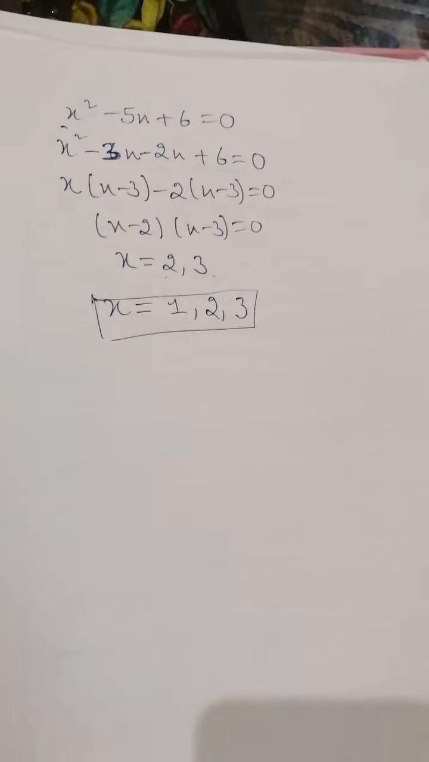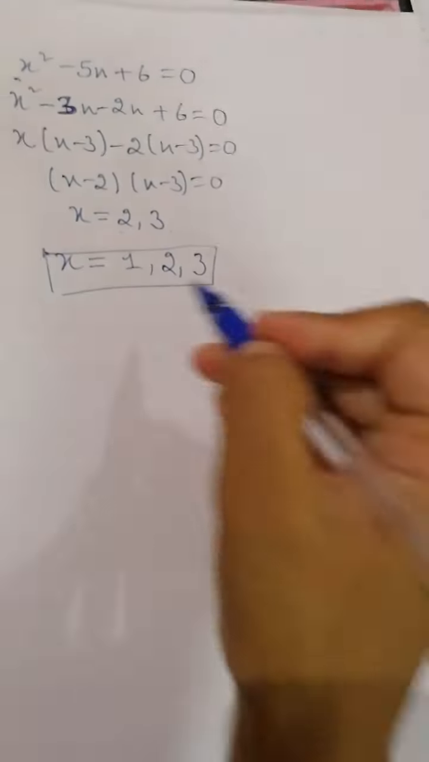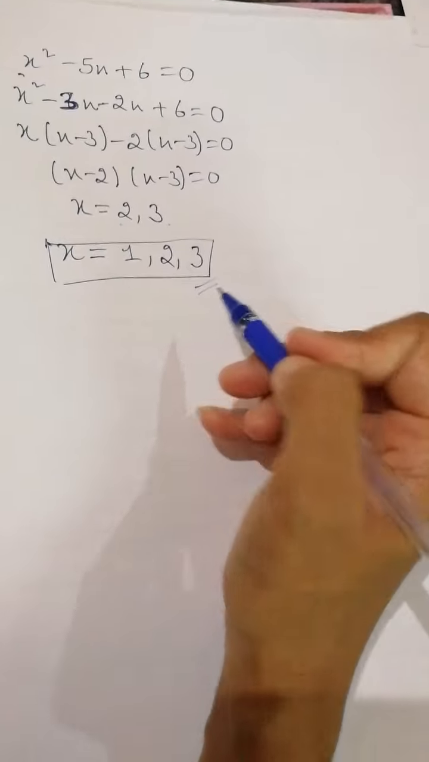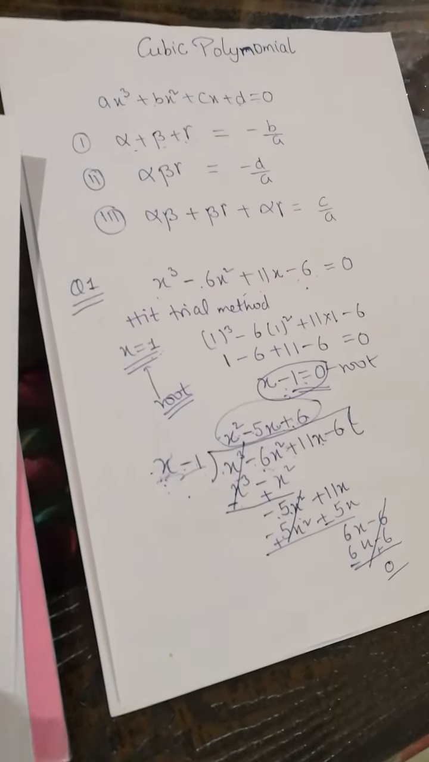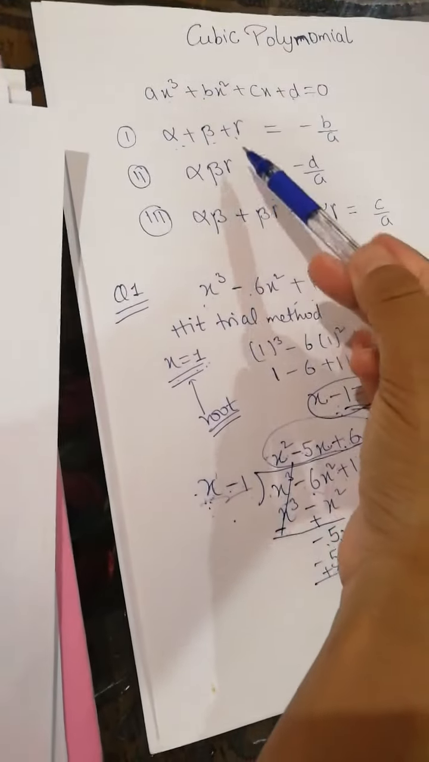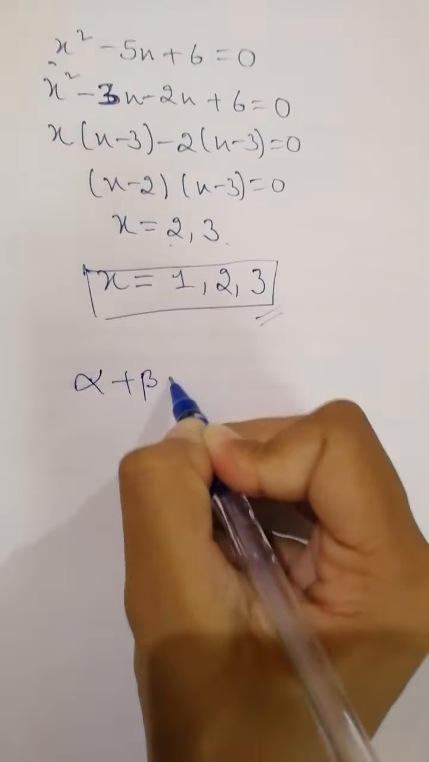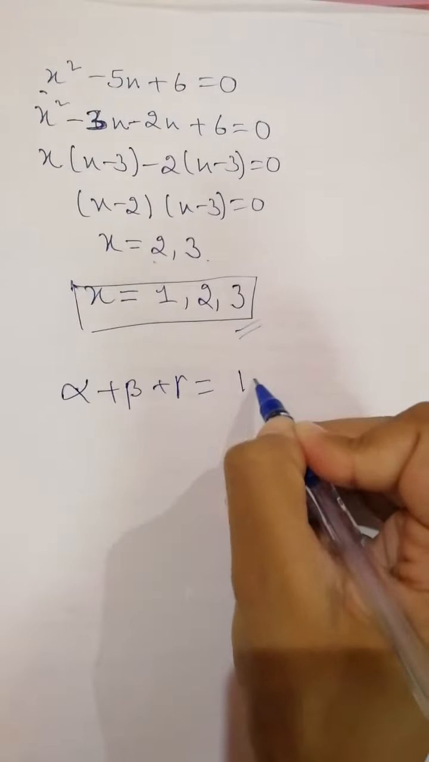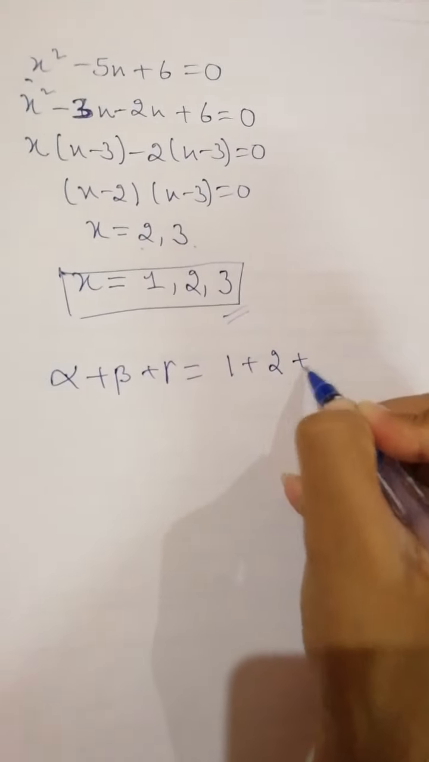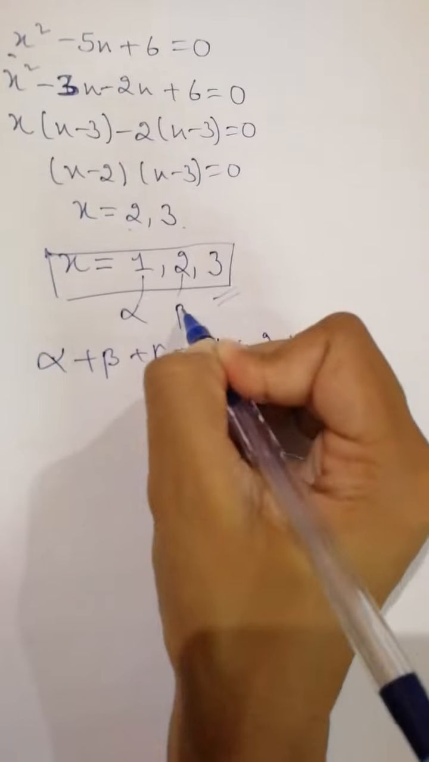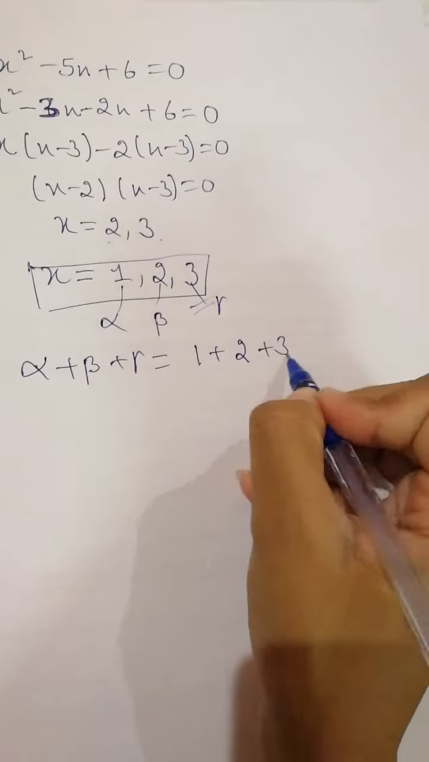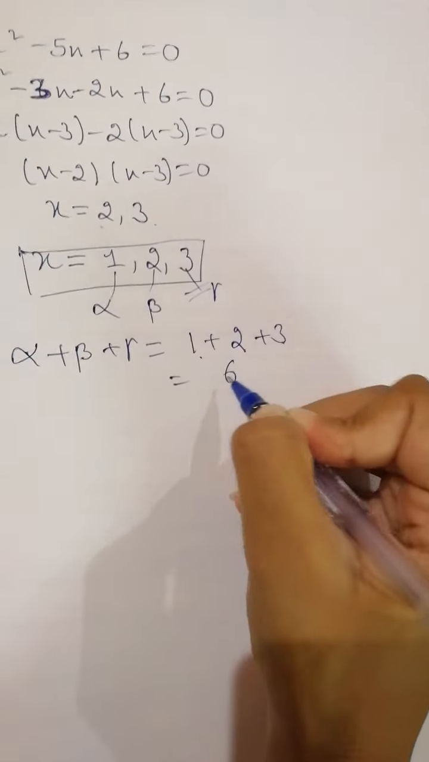Now I have to check whether these values are right or wrong. So I have to put them in the following formulas. I have told you 3 formulas, you have to put them here. So first is alpha plus beta plus gamma. Alpha is 1, beta is 2 and gamma is 3. So 3 plus 2 plus 1, which is 6.